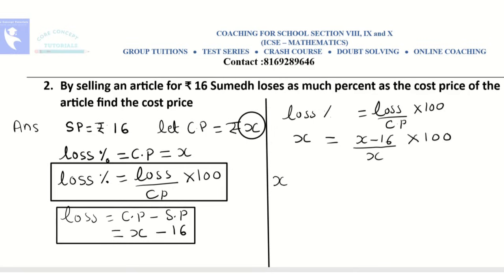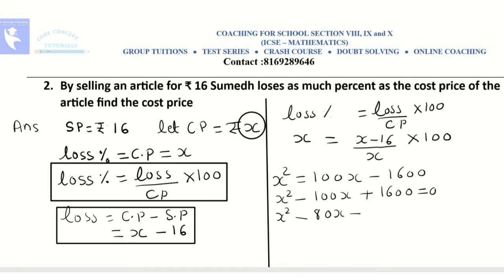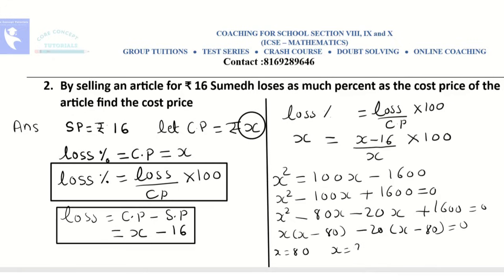So here, if I cross multiply, it is x square is equal to 100x minus 1600. So let us put it in quadratic form: x square minus 100x plus 1600 is equal to 0. Either you can go for the formula or you can split the middle term. If you split the middle term, get me a number such that when I multiply I get 1600, and when I add I get 100. What is that number? It is x square minus 80x minus 20x plus 1600. Correct students? So when you solve this, you get (x minus 80)(x minus 20) is equal to 0. So the value of x is 80 and the value of x is 20.